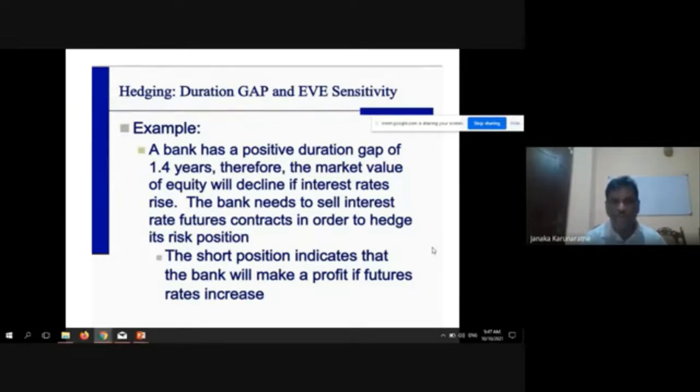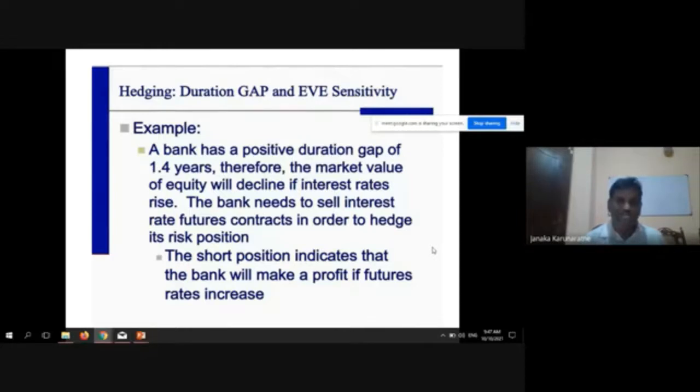If you have a positive duration gap, market value of equity will decline if interest rates rise. Okay, this is about duration gap, not the repricing gap. Then banks need to sell interest rate futures contracts in order to hedge this risk. So when you sell, what happens?